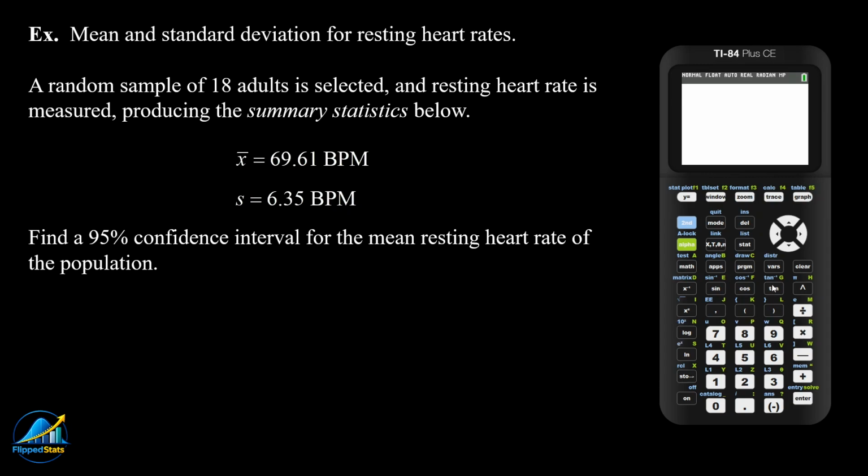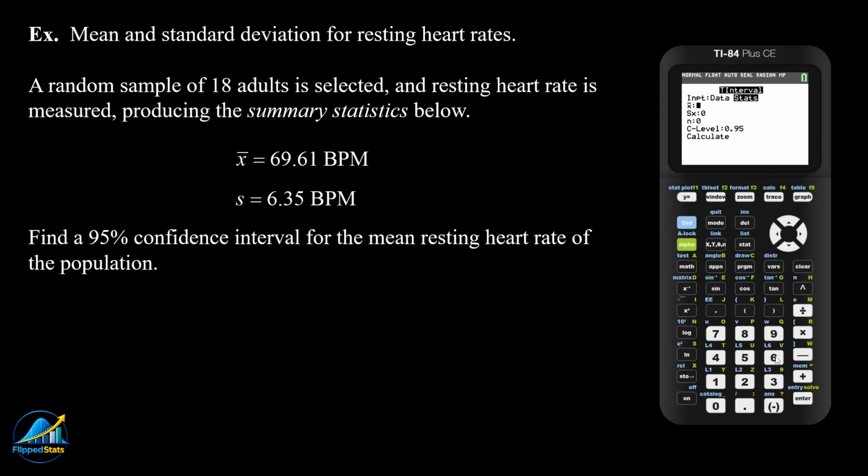So we head to the TI-84 and we hit the Stat button. We arrow over to Tests and then down to T-interval and hit Enter. And then in this top line, we want to select Stats here to indicate that we're using summary statistics instead of a list of raw data for this problem.